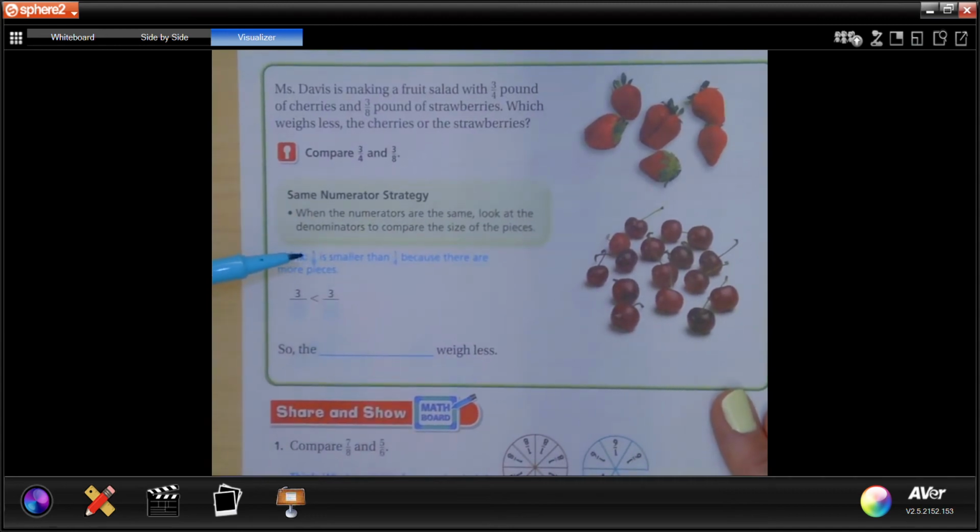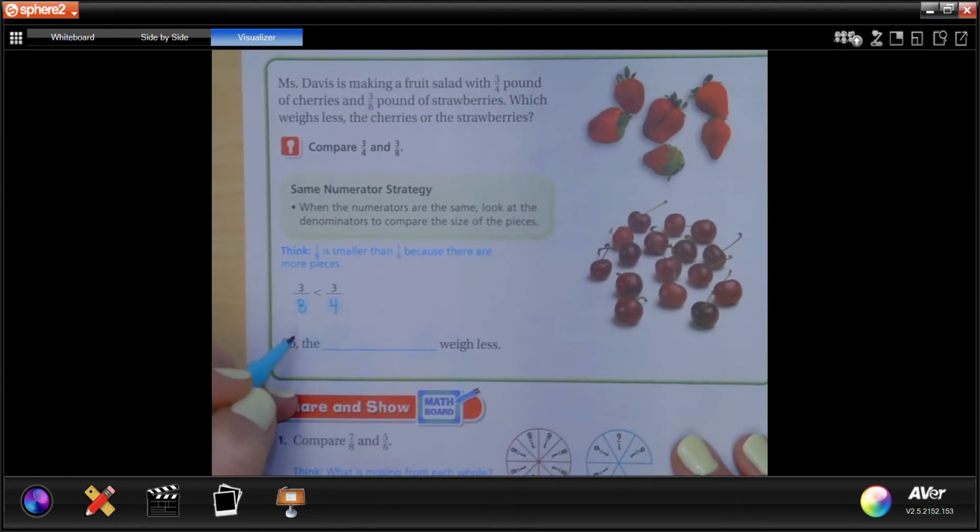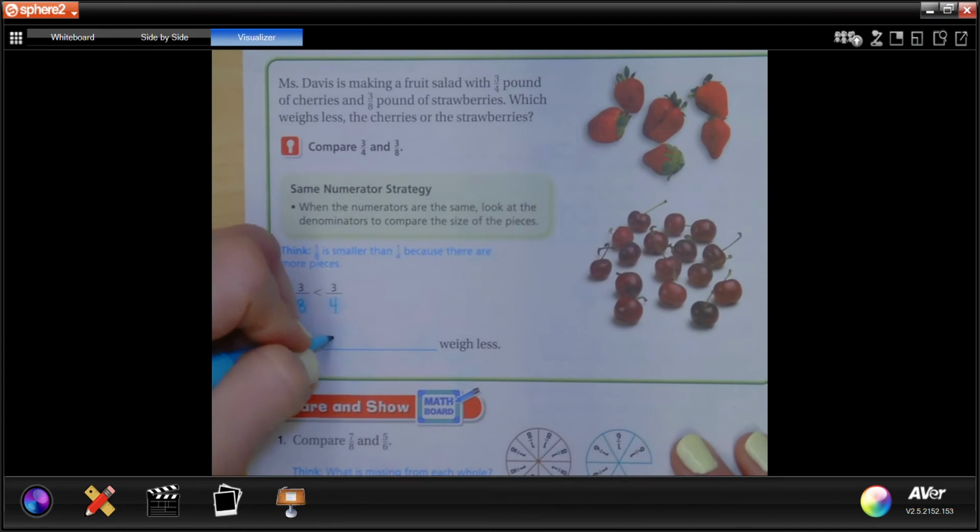So think, 1/8 is smaller than 1/4 because there are more pieces. And when you have your whole split into eighths, there are more pieces than when you have your whole split into fourths. So we know that 3/8 is less than 3/4 because there are more pieces. Our numerators are the same, so since there are more units the whole is divided into, it is less. That makes us know that the 3/8 is the strawberries, so the strawberries weigh less.